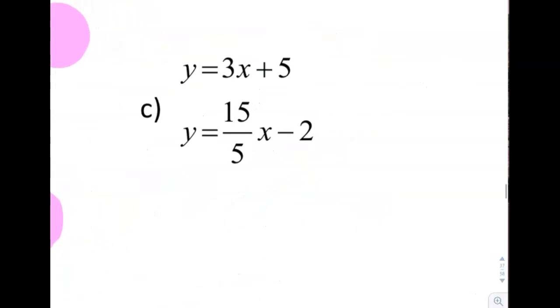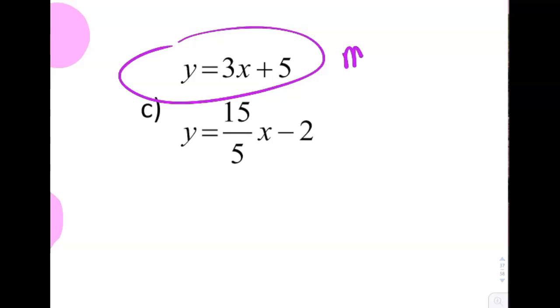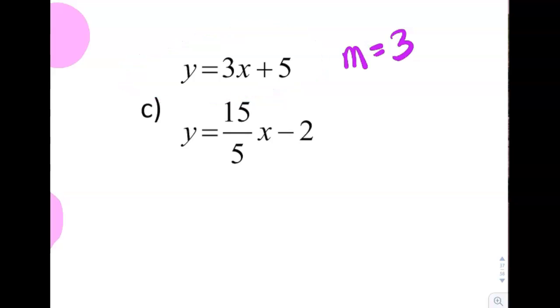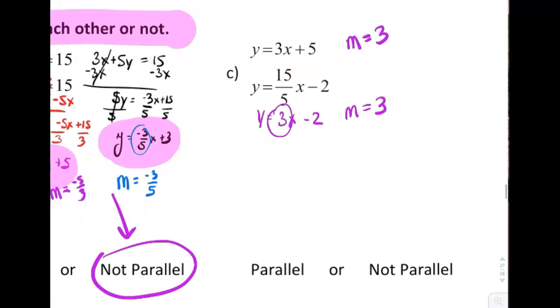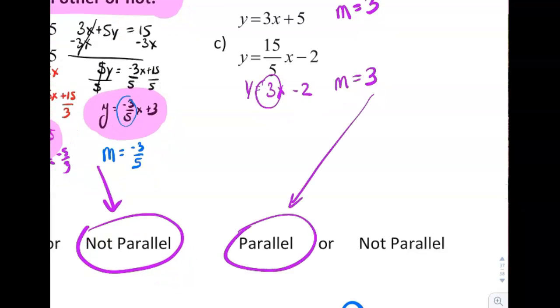And if we try the next one, that's in y equals form already, right? y equals mx plus b. I can tell you right now the slope is 3 just by looking at it. The next one, 15/5, that reduces pretty nicely, doesn't it? 15 divided by 5 is just 3. So it's really the same thing as that. And look at the slope. There it is. m equals 3. So if the slope is the same, the lines are parallel.